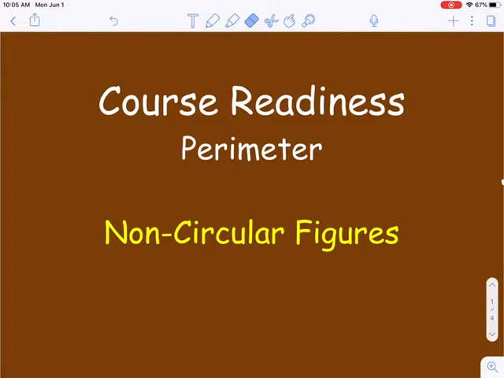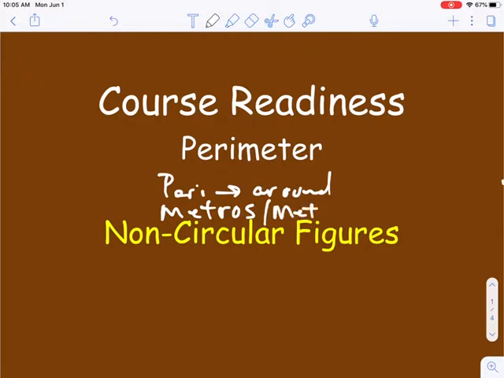The Greek and Latin word roots for perimeter are peri, and peri stands for around. And then in Latin, it was metros, and in Greek, it was metron, and they both mean measure. So perimeter simply means the measure around something, on the outside of it.